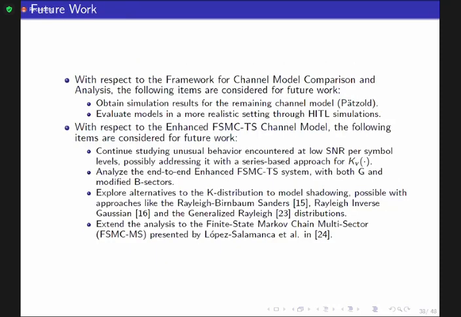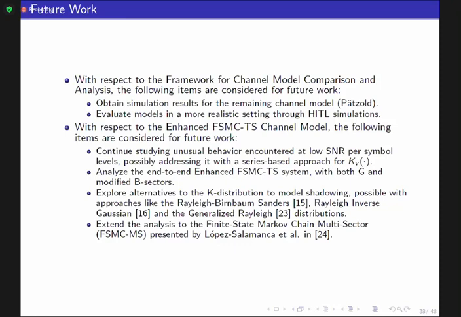And of course, this naturally leads to future work, which is all along the lines of what we just said. We need to finish using the framework for channel model comparison, do the simulations that we're missing, and get to the hardware-in-the-loop stage to evaluate in a more realistic setting. And with respect to the newly proposed channel model, we need to study its behavior at low SNR values.